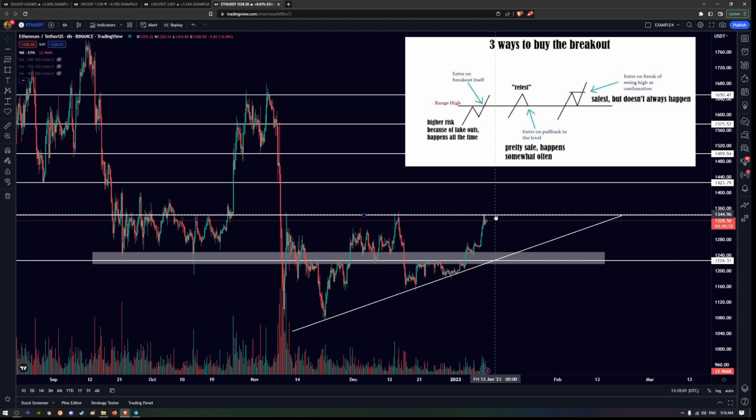Just remember, you don't have to go all in at one spot on a chart. You can scale in little bits at a time after you have more confirmations. So that's a little breakdown on how to buy a breakout. And again, make sure volume confirms the breakouts.